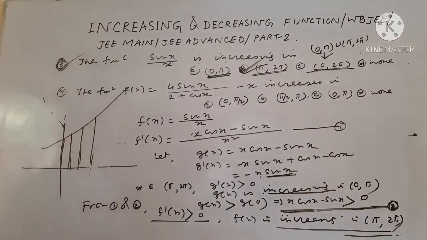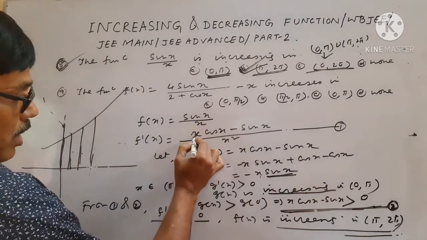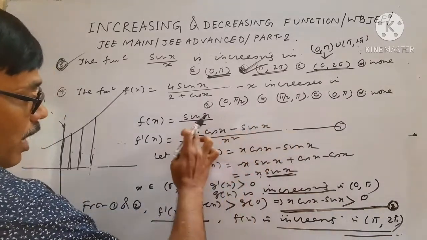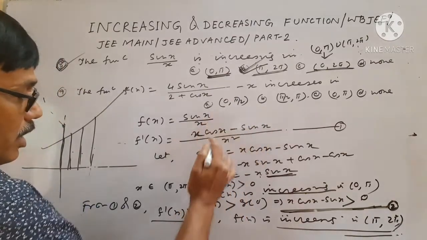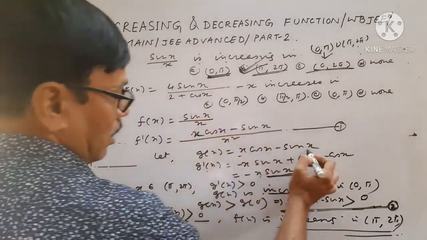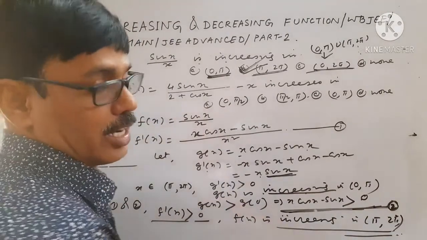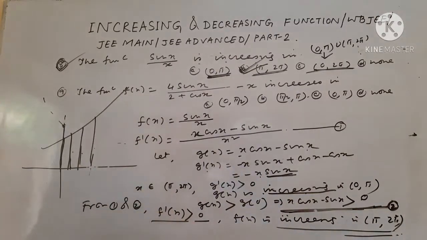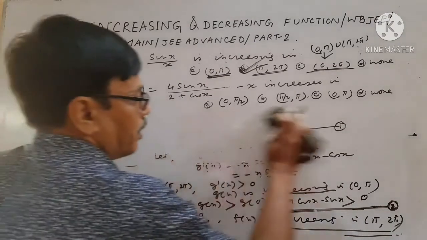Now listen again. In f dash x, we are getting two terms, one positive and one negative. We cannot conclude whether this is positive or negative. In this case, you take one function here. Then if it is increasing, the condition is g(x) greater than 0. If it is decreasing, g(x) less than 0. So this is a typical problem.